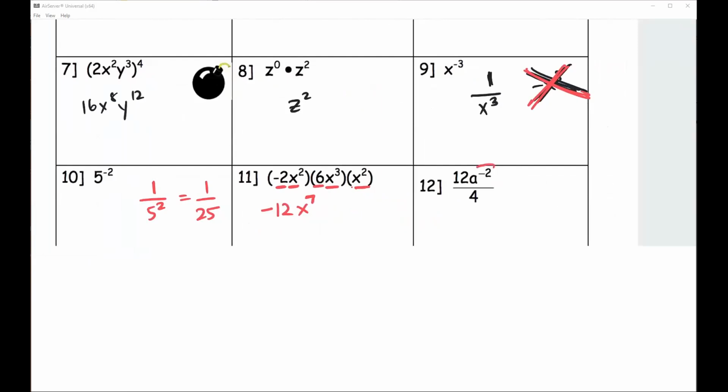Let's focus on the exponent first. What happens to the a -2? It goes down. So it becomes 12 and then 4a to the 2nd power. Then what happens? Simplify 12 and 4, which is 3 over a squared. Always leave your exponents positive. Thank you.